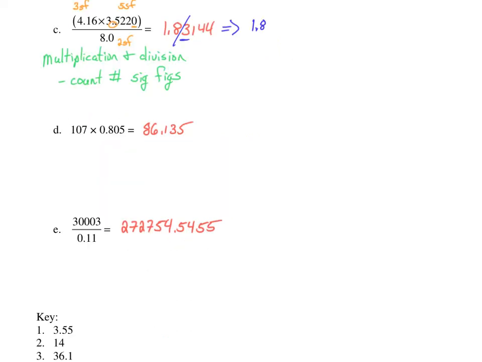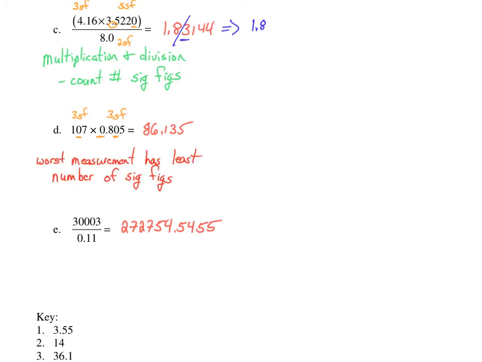In D, we see we have a captive 0. This number has 3 sig figs. This leading 0 in the second number does not count. Leading zeros do not count. However, this captive 0 does. So the second number has 3 sig figs. And since this is multiplication and division, where we are counting the number of sig figs, we're going to report our answer with the same number of sig figs as our worst measurement. The worst measurement has the least number of significant figures.